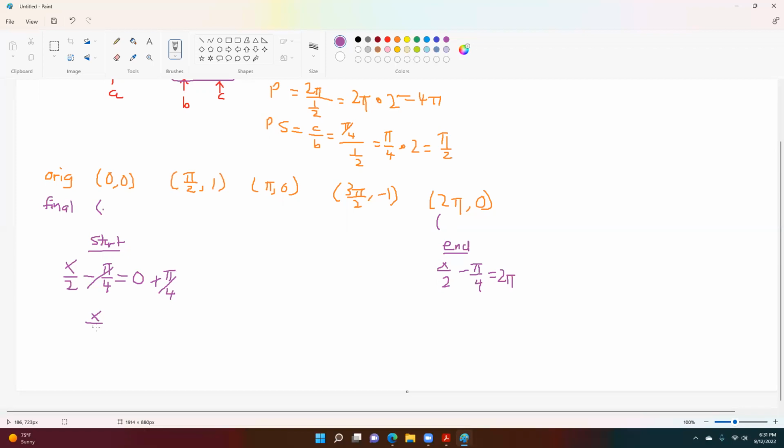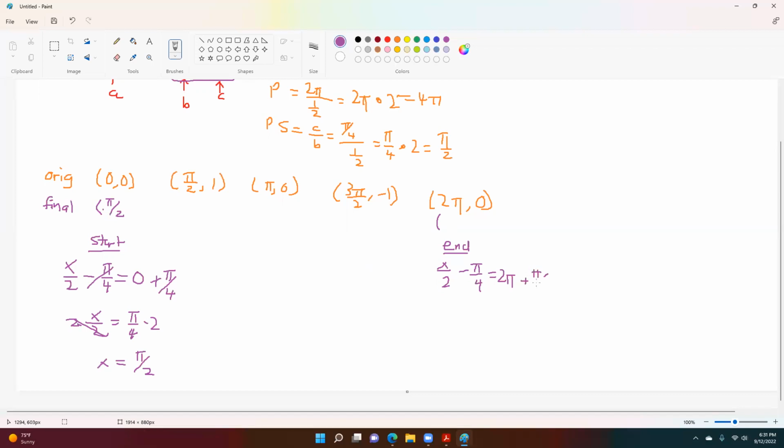So x/2 in this case will be pi/4, because 0 plus pi/4 is pi/4. And then we will multiply both sides by 2. So x in this case will be pi/2. So we will start at pi/2. And we are going to end, so we're going to add pi/4 here.